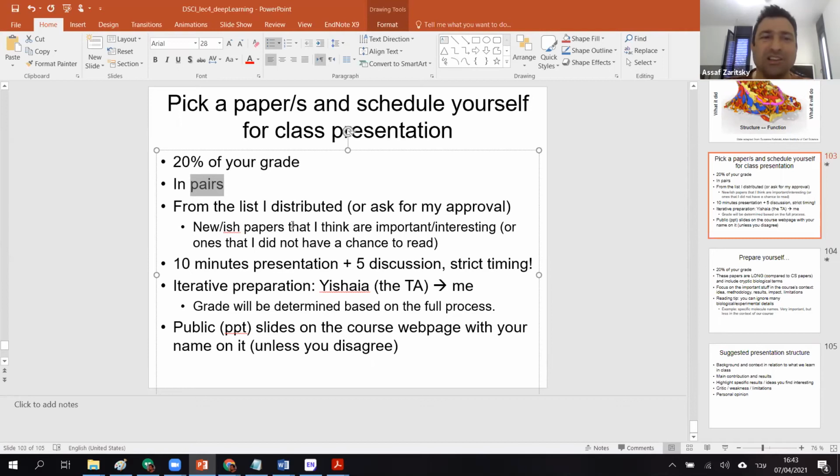I distributed the list of papers. There is a reason why these papers are there. If you want a specific paper, you really want it and you really feel strongly about it, then tell me and convince me. I'm probably not going to tell you no, but you need to really work hard to convince me. The list I picked are important papers from the field, and newish papers that are either important, interesting, or ones that I didn't have a chance to read or explore yet. So I said, okay, this is an opportunity. We might get a few that are not great, but the idea is to do a literature survey in this course.